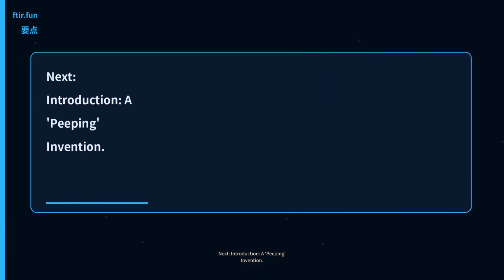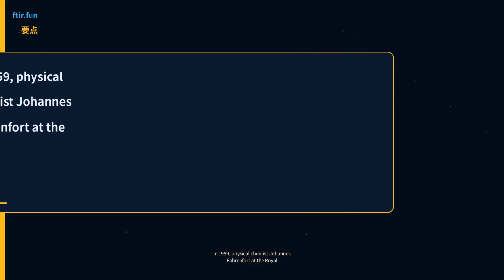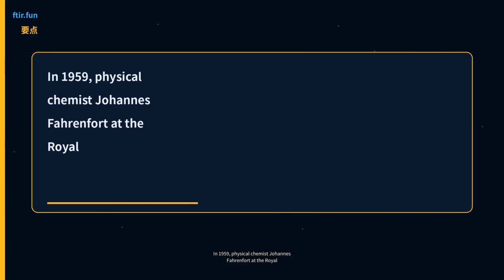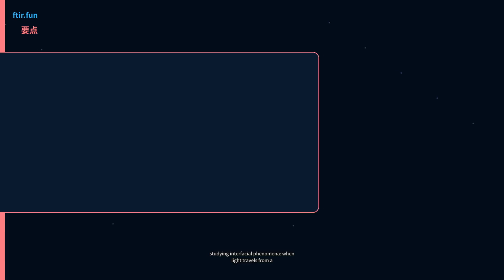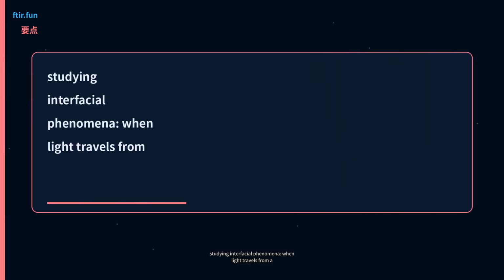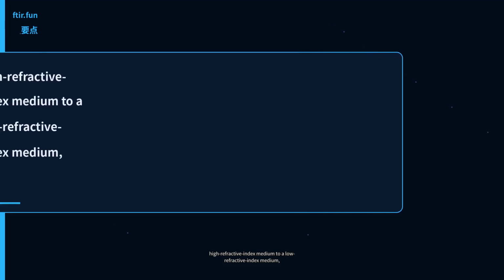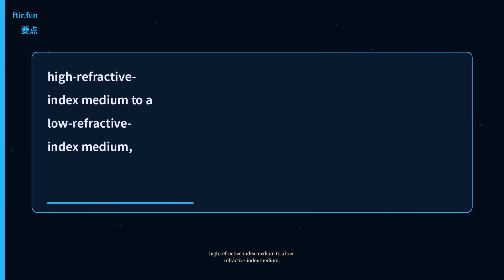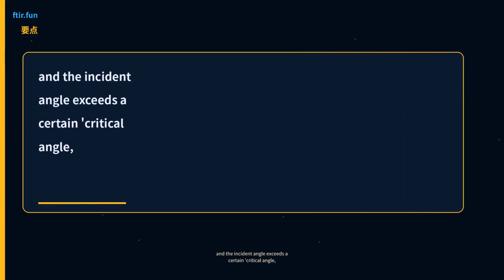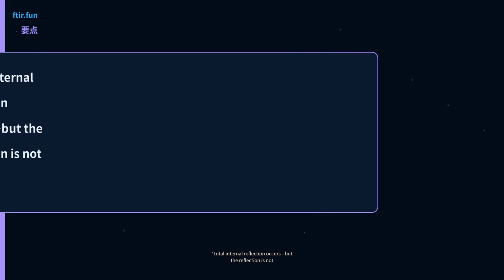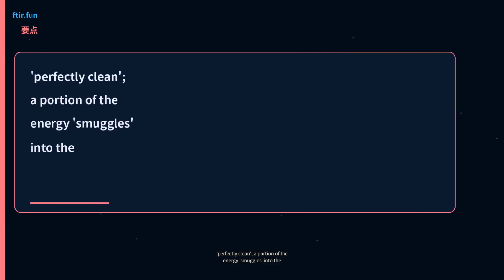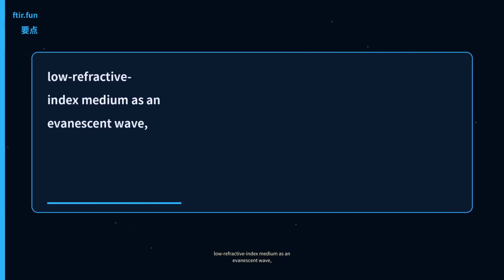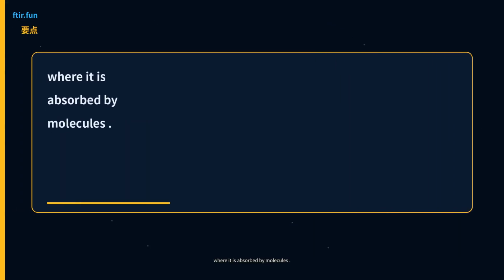Next, a peeping invention. In 1959, physical chemist Johannes Fahrenfort at the Royal Dutch Shell Laboratory discovered a peculiar phenomenon while studying interfacial phenomena. When light travels from a high-refractive-index medium to a low-refractive-index medium, and the incident angle exceeds a certain critical angle, total internal reflection occurs, but the reflection is not perfectly clean. A portion of the energy smuggles into the low-refractive-index medium as an evanescent wave, where it is absorbed by molecules.